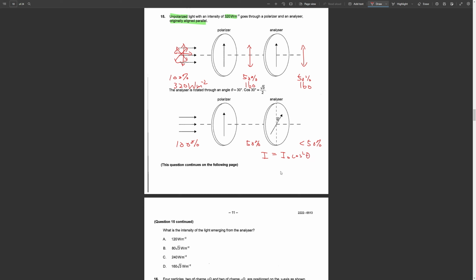The intensity reaching the analyzer is I0. The I0 here should be 160, just like the one we stated above. 160. And now we are going to take cosine 30 degrees square. According to the question, because it's a non-calc paper, cosine 30 degrees square should be square root 3/2 and then square. So the rest is mental math, and it should not be very challenging to get the answer to be 120 watts per meter square. Answer is A.